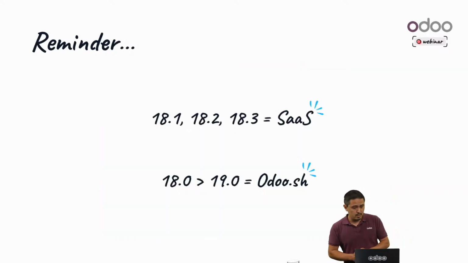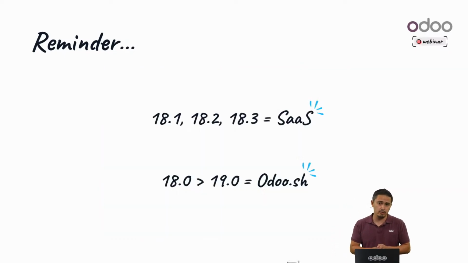Last but not least, these intermediate versions are available only on SaaS, okay? So if you created your database using odoo.com a couple of months ago, you are probably in version 18.1 or 18.2. And if you created it recently, you are in 18.3. The ones that are using Odoo SH, you are for sure in version 18.0, which is the main version. Then you would benefit from these new features only when you upgrade to version 19.